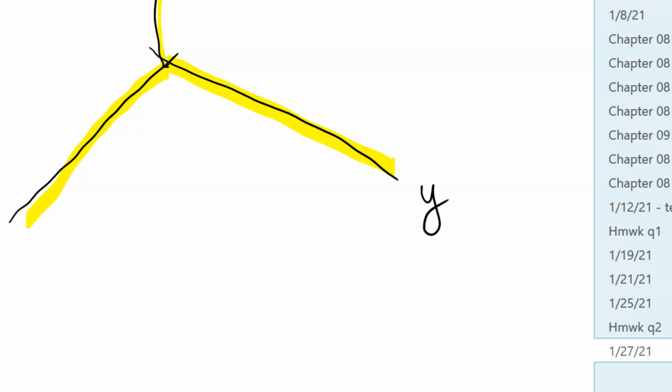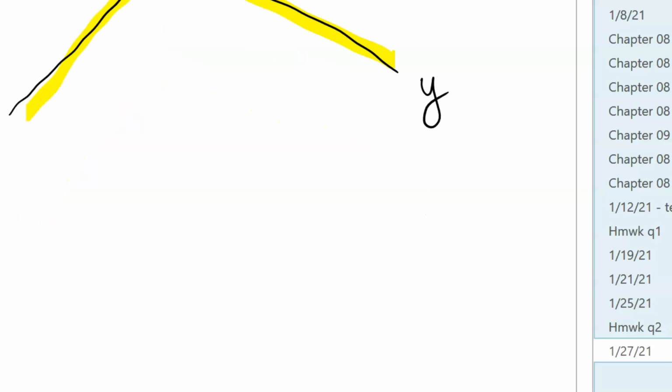So when we do this, this is the positive end of the y-axis. This is the negative end. This is the positive end of the x-axis. This is the negative end. That's the positive end of the z-axis. That's the negative end.